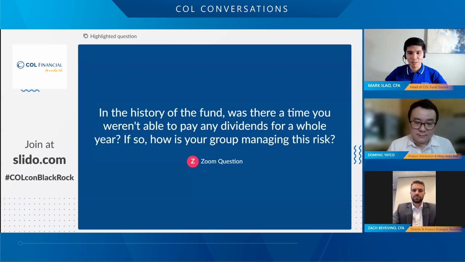So in the history of the fund, was there a time you weren't able to pay any dividends for a whole year? If so, how is your group managing this risk? Maybe Zach, you can comment on this. In terms of the underlying strategy, the answer is no, because of the way we built the strategy. That question would apply if we were buying, just to give an extreme example, one bond and one stock, and that bond defaulted and didn't pay you income, and that company cut their dividends to zero. Then you weren't able to pay a dividend because the two things you owned didn't have any income. But we don't invest like that.